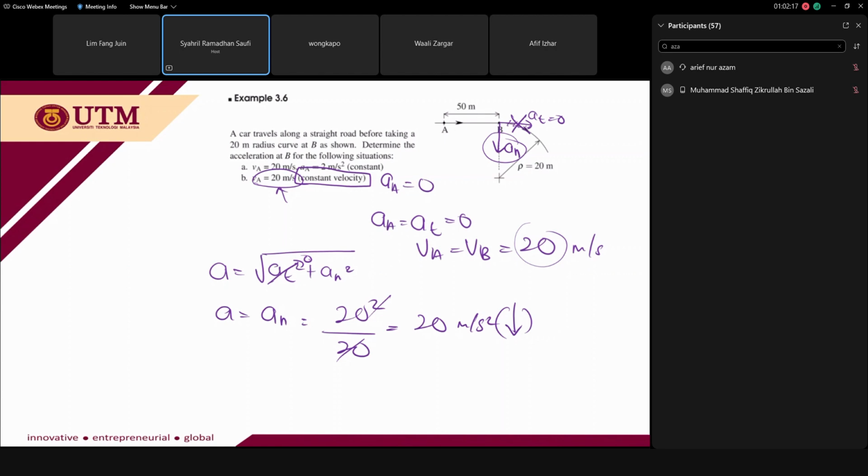Okay, sir. Okay, any other question? Sir, how do we get again the 20 squared over 20 for this acceleration, for question B? Yes. So it's mentioned that here VA is a constant velocity. So meaning that from A to B, the velocity is the same because it's constant. Okay, so VA is equal to VB. So the acceleration normal at point B, you will get VB squared over rho. So VB is the same as VA, so 20. 20 squared over rho, where rho is 20, so you get 20 meter per second squared.